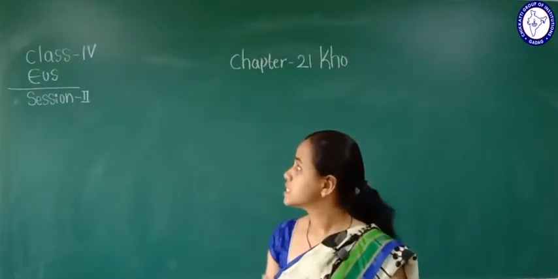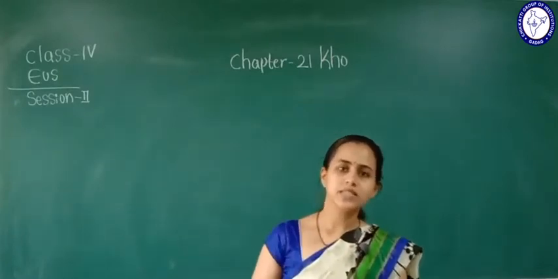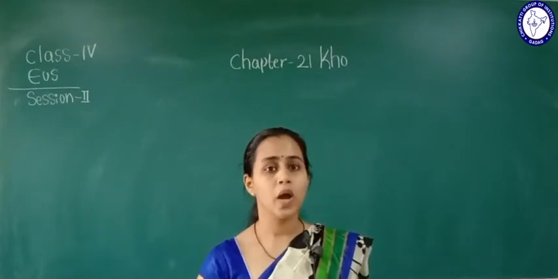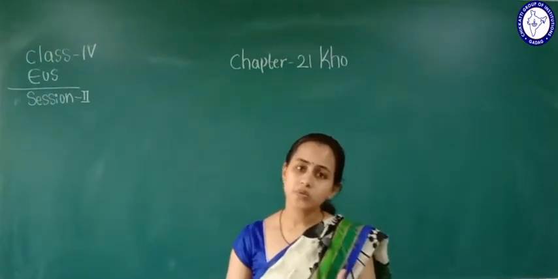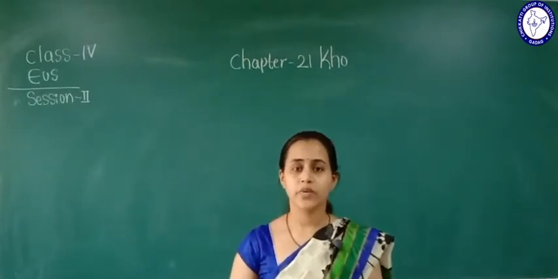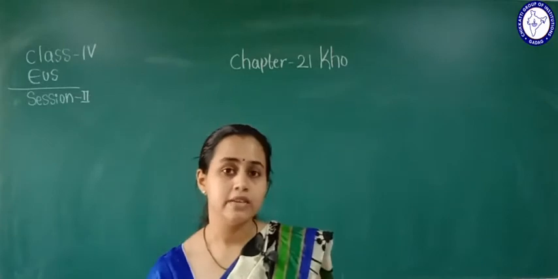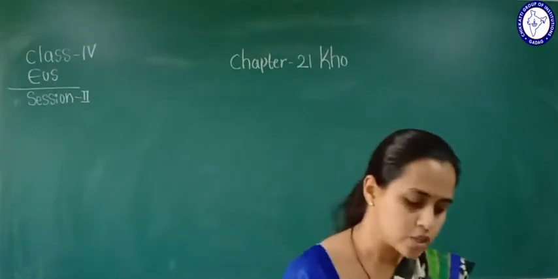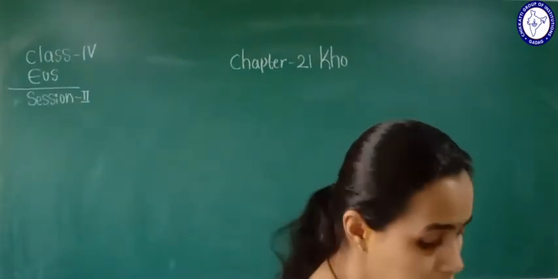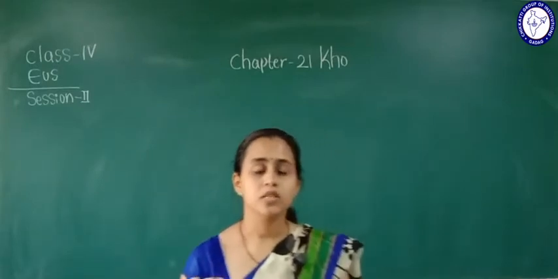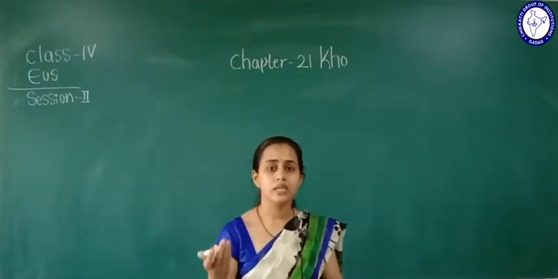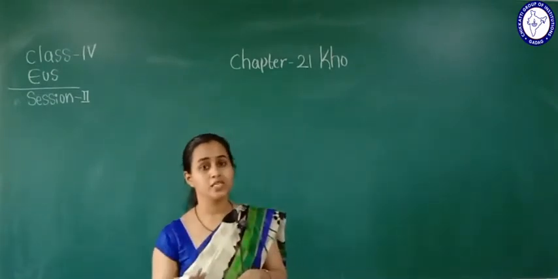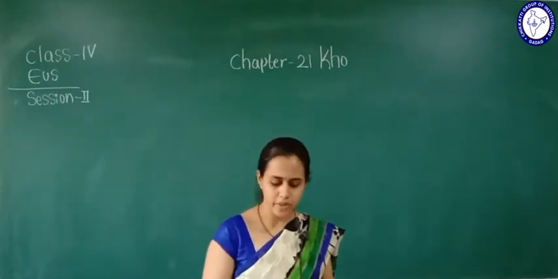So this is our session 2. In the previous class we learned about the rules of Kho and the players who contribute in the sport. Today we learn more about Kho. In the previous class we learned how many players there are, what the rules are, how the direction is, how they sit, and how many poles and how many squares there are.